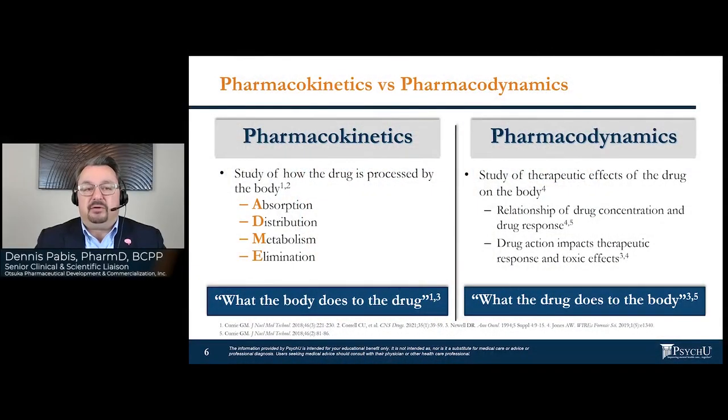So when we start off, we'll talk about pharmacokinetics versus pharmacodynamics. So what is pharmacokinetics? Really, it's the study of how the drug is processed by the body, and that encompasses absorption, distribution, metabolism, and elimination. And we'll go through those processes in a little bit. But it's basically what the body does to the drug once you take it. Pharmacodynamics is the study of therapeutic effects of the drug on the body. So it's the relationship of drug concentration and drug response, and how the drug action impacts therapeutic response and toxic effects. It's basically what the drug does to the body.